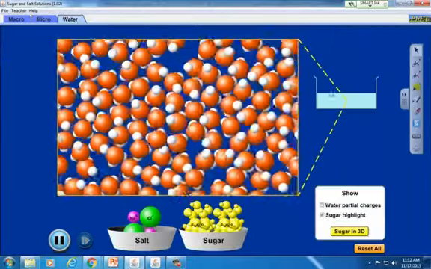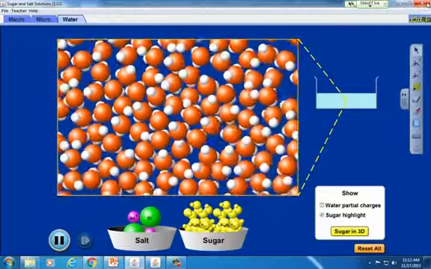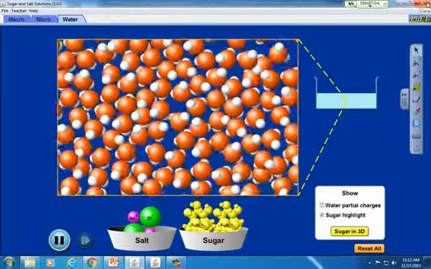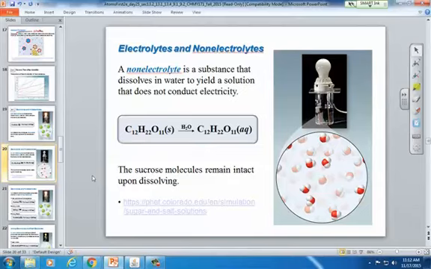So this is similar to what we already saw. Any questions about that? All right.